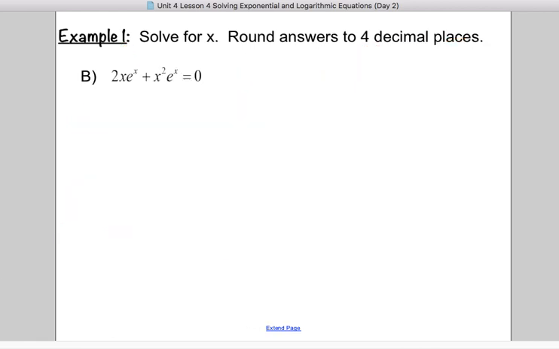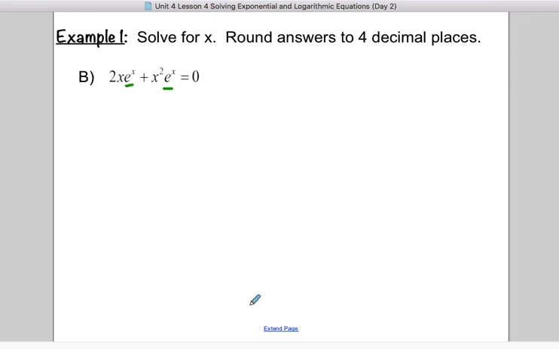Example 1b now, we go ahead and we need to solve for x, and I see that there's not an e to the x squared, I just have e to the x's. So what I would maybe do is say, can I factor those out? I'm looking for a GCF, so what would my GCF be? There's for sure an e to the x, and it looks like I can also take out an x. So I would have x, e to the x, and then in parentheses, what would I have left? 2 plus x equals 0.